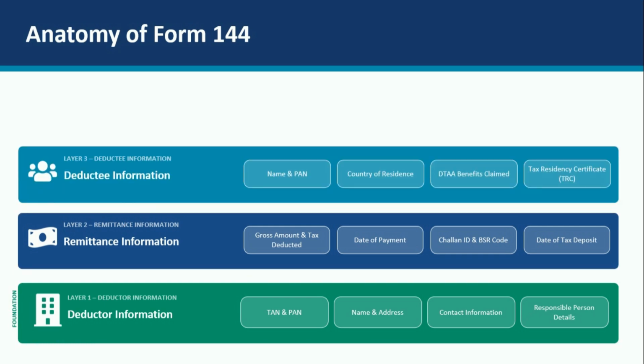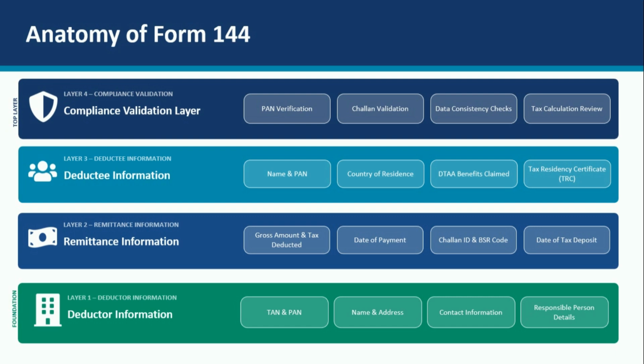Layer 3 focuses on deductee information, where information about the non-resident recipient is reported, including name and PAN, country of residence, treaty benefit claims under DTAA, and the tax residency certificate, wherever applicable. Finally, Layer 4 is the compliance validation layer, which acts as the control checkpoint for the return by validating PAN details, challan information, data consistency, and the accuracy of tax calculations. Together, these 4 interconnected layers ensure that Form 144 captures complete transaction details while maintaining accuracy, transparency, and regulatory compliance.